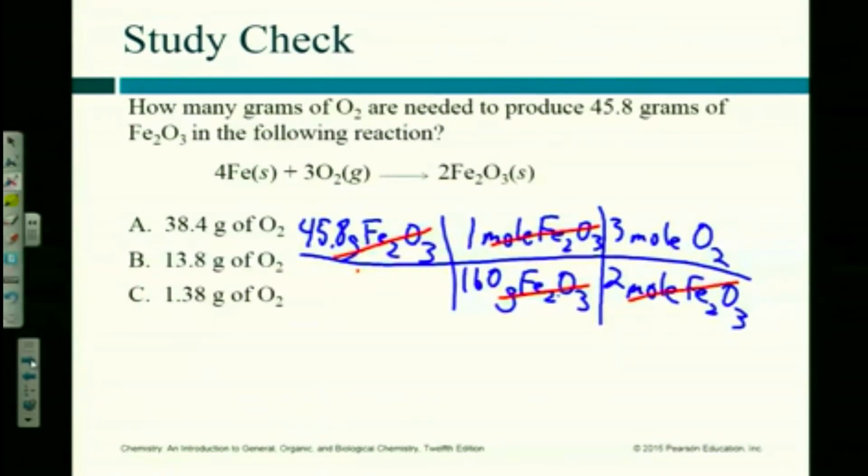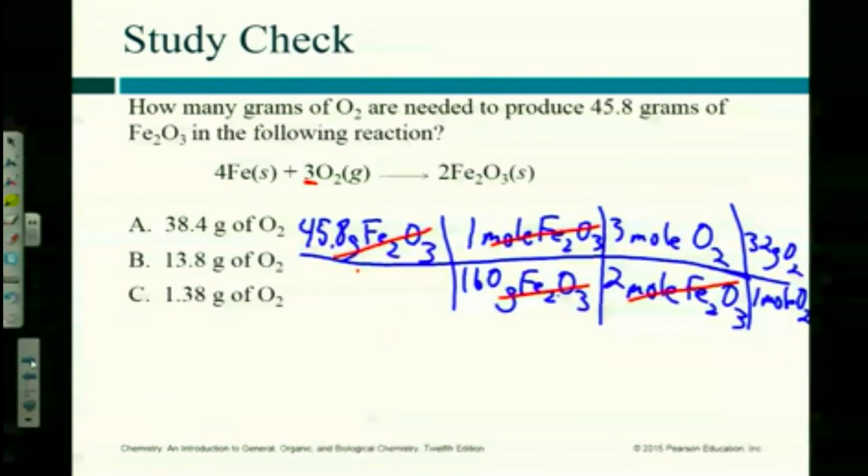Where did these 2 numbers come from? The balanced equation. Okay, we're almost there. How did you get 3 moles of O2? On this side. Okay, what do we have left to do? We have to convert 1 mole of O2 is 32 grams of O2. Where do I get that from? Periodic table. It's O2, right? So there's 32 grams.